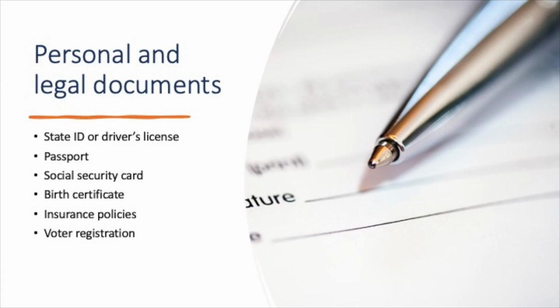The first group of documents we'll talk about today are personal and legal documents. These are usually official documents from the government or other important records. You'll want to make sure you can find these when you need them. You can include copies in your folder if you don't have the official documents themselves. Items that you might include in this section of your folder are state IDs, driver's licenses, passports, social security cards, birth certificates, student or work access cards, insurance policies, or voter registration cards.